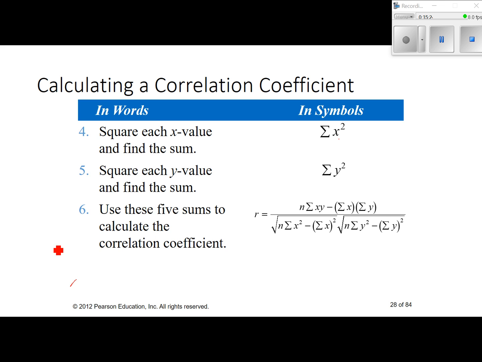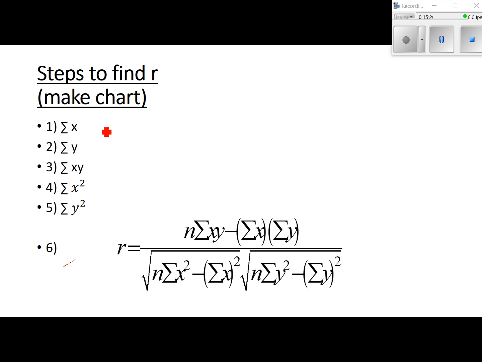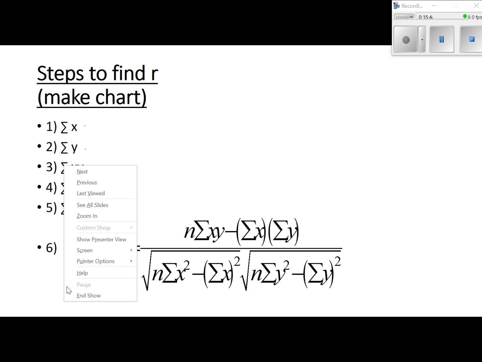I'm skipping over this sort of quickly because I got it on this next slide shortened up a little bit. So we add up all the x's, add up all the y's, x times y, add up all those, x squared, add up all those, y squared, add up all those, and then we plug into this formula. I'm going to show you an example of finding r, doing it out longhand, and then we'll use your calculator to calculate it most of the time.